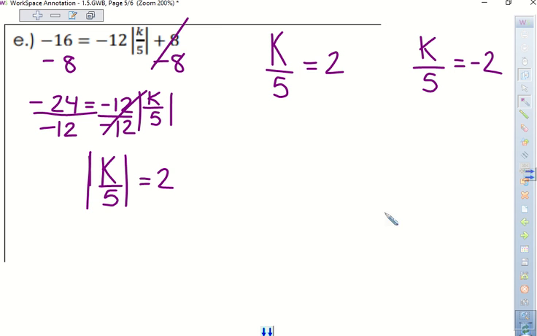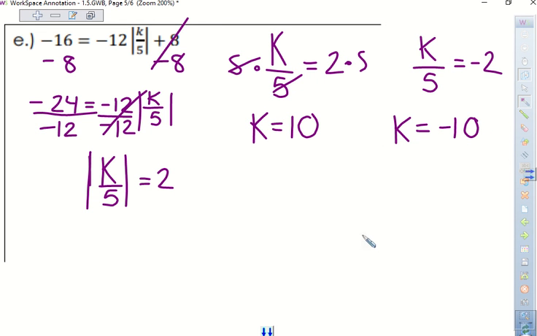Okay. Now, I'm at the point where I can rewrite it both ways, a negative and a positive version. I multiply both sides by 5, and I get k equals 10. And if I do the same thing over here, I get k equals negative 10. And if you plug these both into this absolute value equation right here, do they check out? Yes, so our two answers are negative 10 and 10.